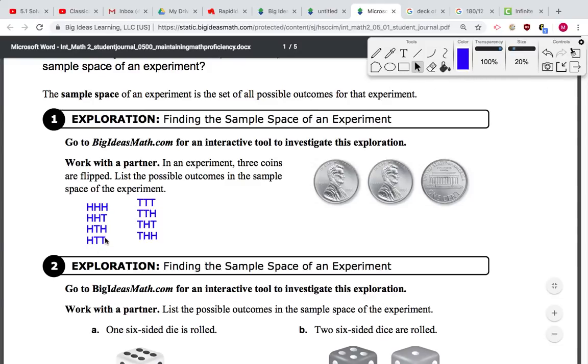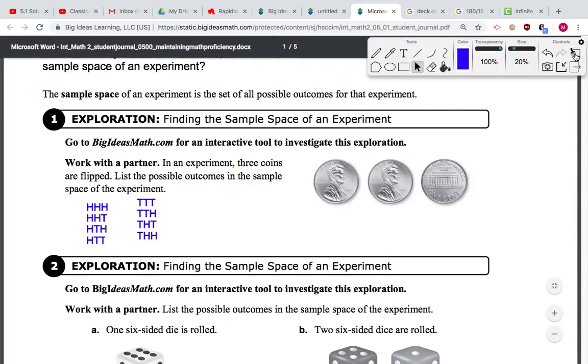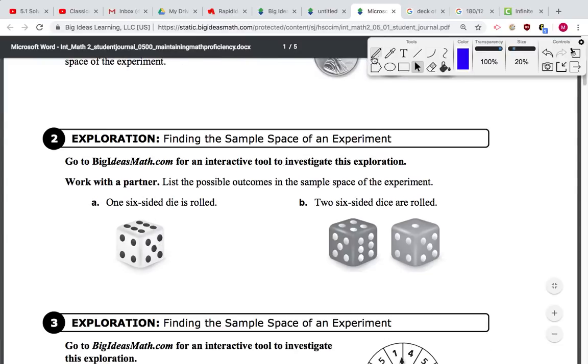If you think about it, these are all distinct and different things. If you flip a heads, then a heads, and a tails, that is different from flipping a tails, then a heads, and a heads, right? It depends on when you flip that tails, whether it's first, last, or even in the middle, like it is here. So, moving on.